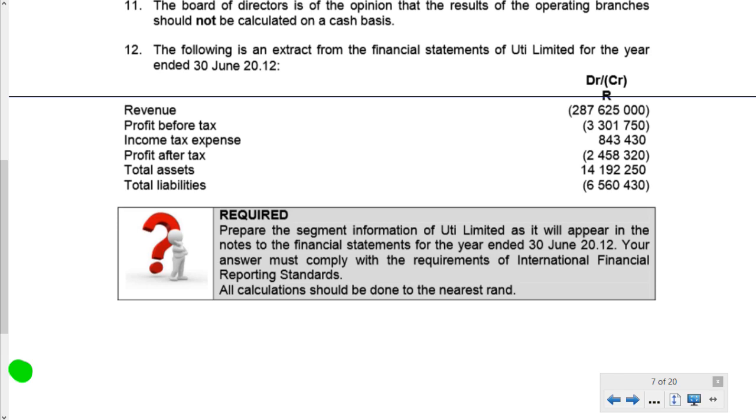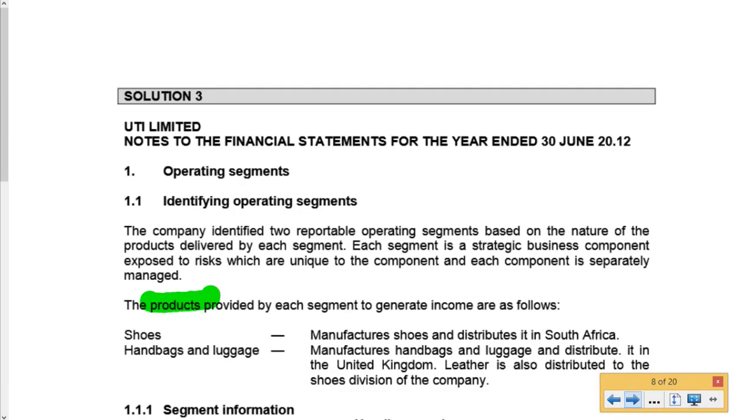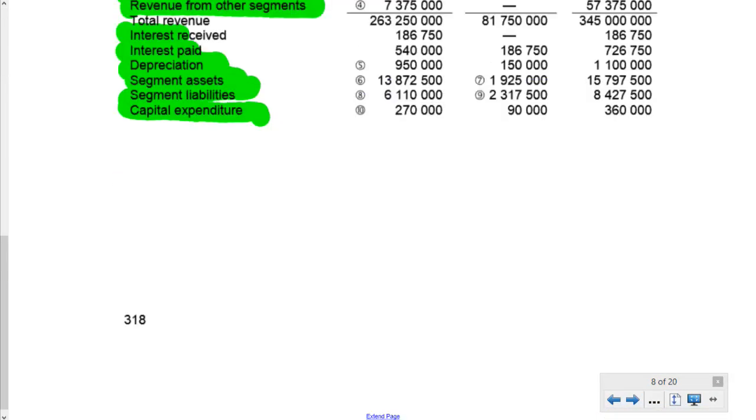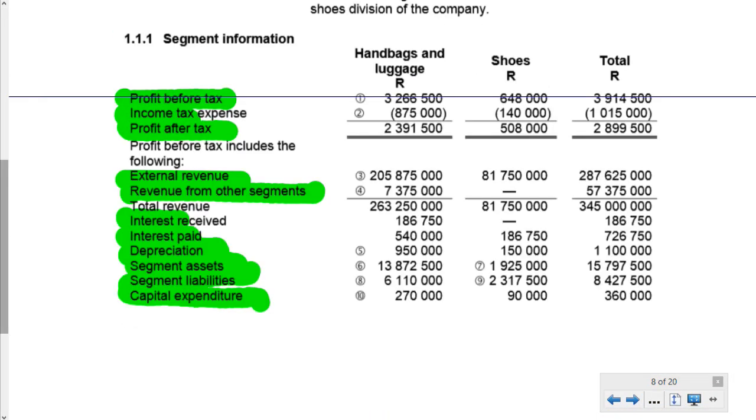So if I just take one number. On the financial statements, revenue is 287,625. It's external revenue. Do you agree? Because anything that's intercompany would have been eliminated. Okay. When I look at what I report for my segment, which is down here, I report external revenue of 345. Do you see there? 345.